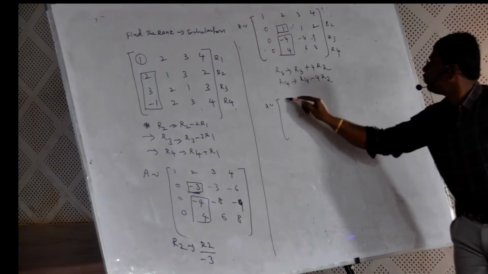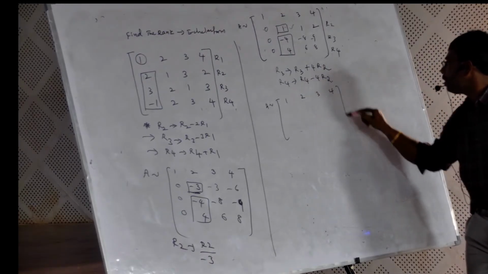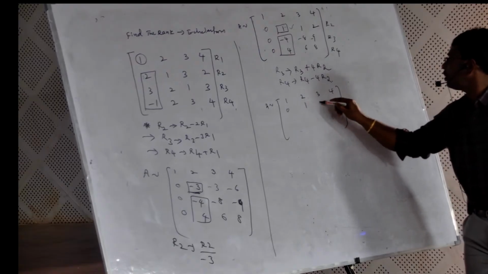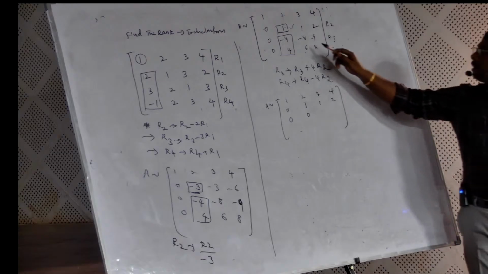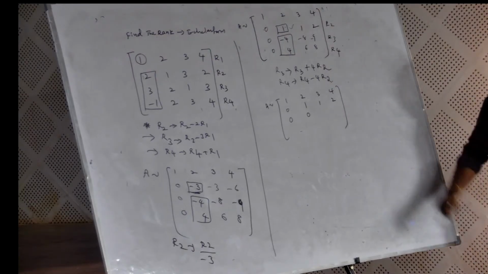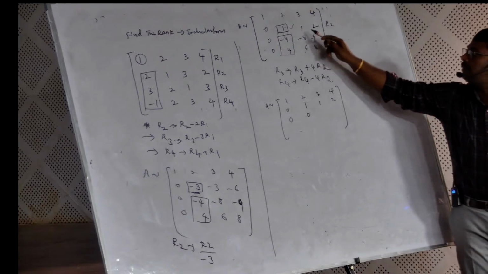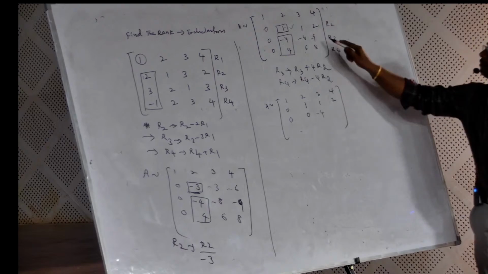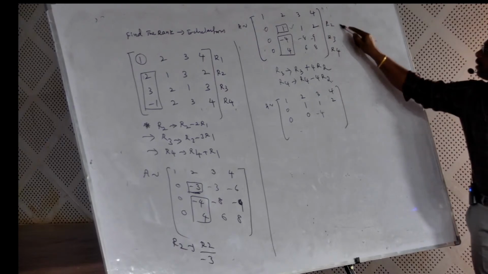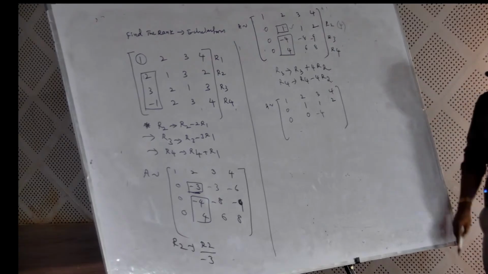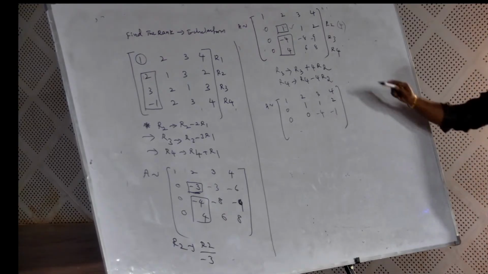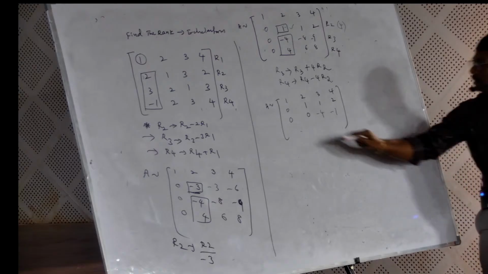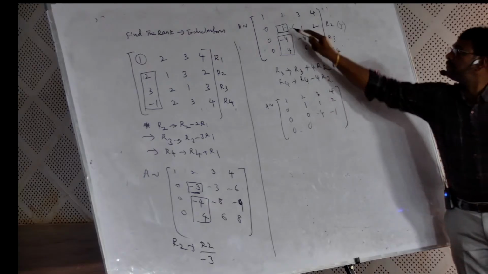What is the result? 1, 2, 3, 4, 0, 1, 1, 2, 0, 0, R3 plus 4R2, minus 8 plus 4, minus 4, minus 9 plus 8, minus 1. Next, R4 minus 4R2, 0, 4 minus 4, 0.